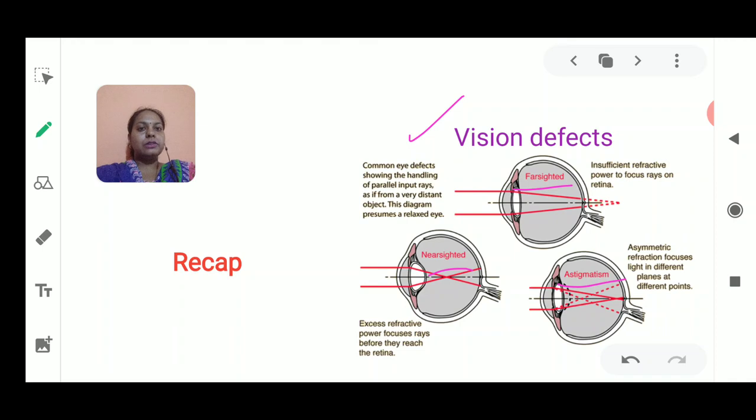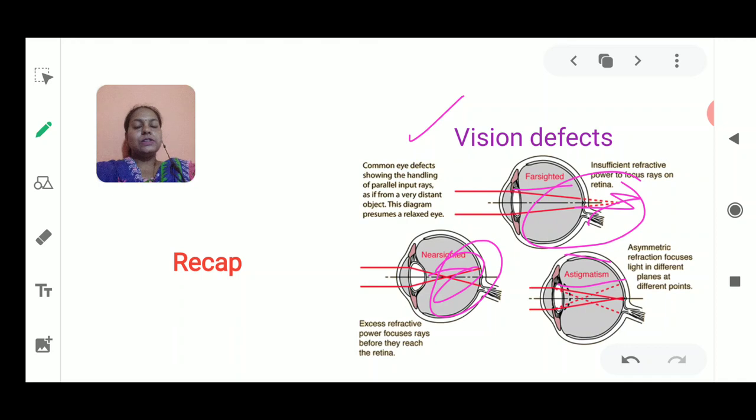So this was all about the vision defects, where we could see that the image is either formed very far away from the retina, or it is formed before the retina. If the image is formed before or after the retina, then we are not able to see the things. Now if we are not able to see the things, we need to get it corrected with the help of a suitable eye lens. So we have seen about these various vision defects.